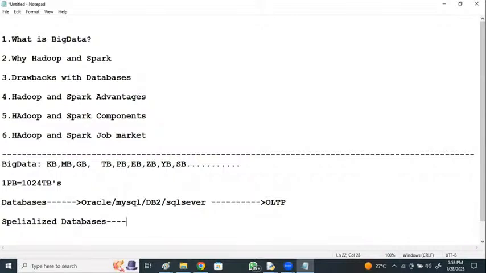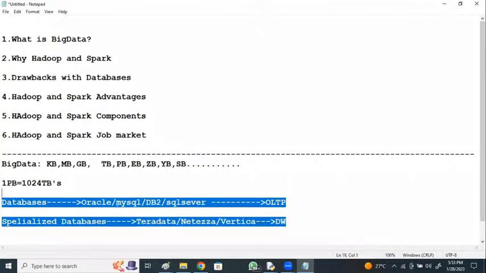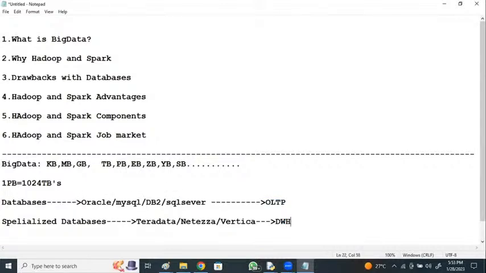But we also have some specialized databases used for data warehouse purposes, like Teradata, Netezza, and Vertica. These are used for OLAP, data warehouse purposes, DWH, online analytical processing. Databases and specialized databases, both are used for these purposes.